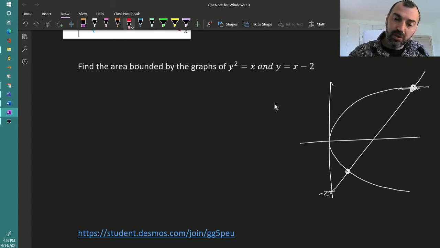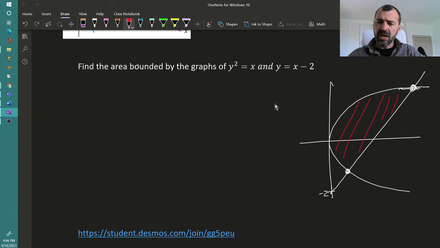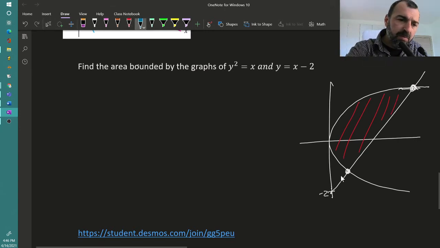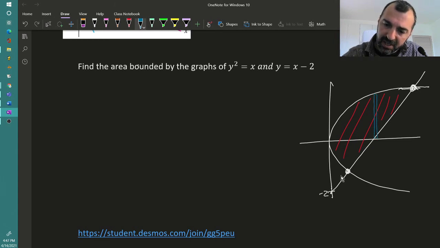If you look closely, I've got an area. Now, if I were to make my partitions like this, I've got a bit of a strange thing because I'd have to break this into two different areas. Here I've got an upper function and a lower function. And then here I've got a different upper function and a lower function.